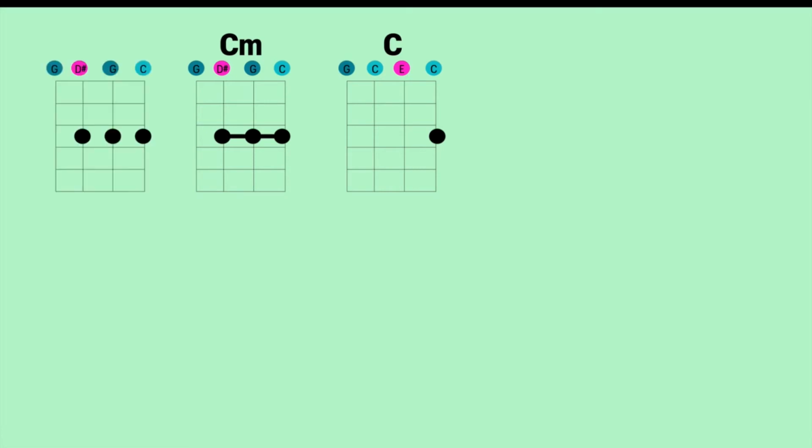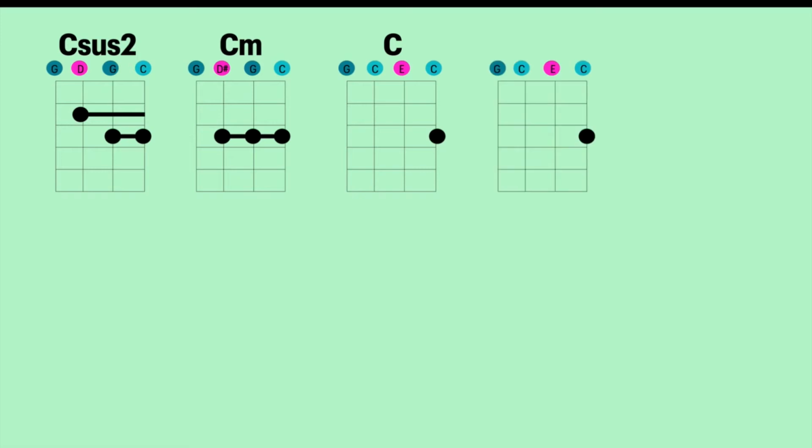To make this C minor shape into a C sus2, we'll flatten that D sharp to become a D. And you might find it easier to bar both these frets as well. On the other side, a C becomes a C sus4 by sharpening that E note, which is easy, making it an F.